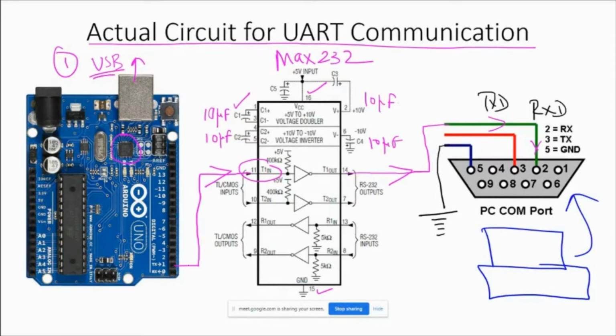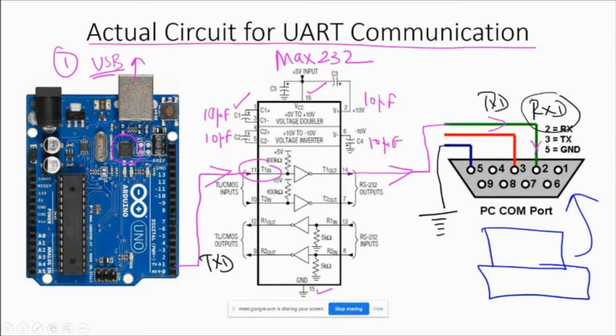So see the chain. Here we are taking the data from the transmit data line, that is going as input to the 11th pin, which is transmit in. The 14th pin is transmit out, which I take to pin number 2 of my PC. Pin number 2 of my PC is receive data. So that completes the transmit chain.